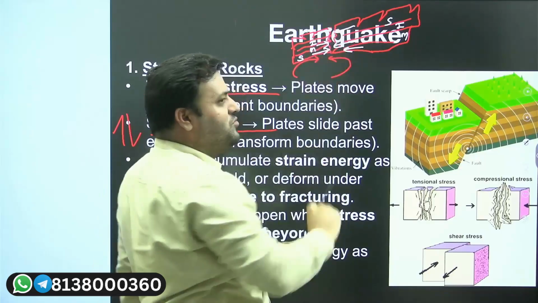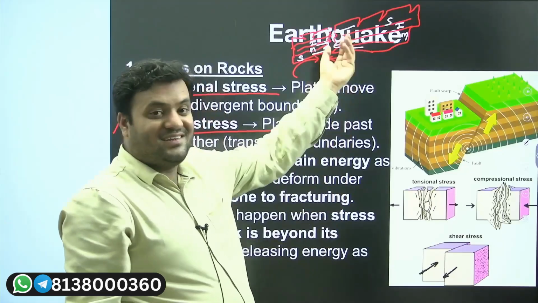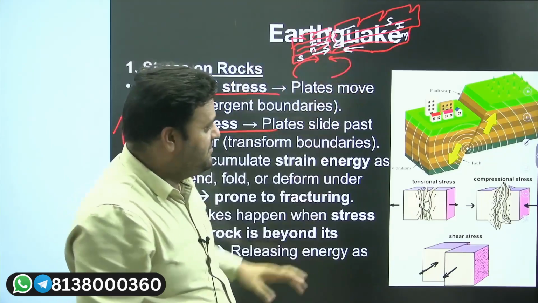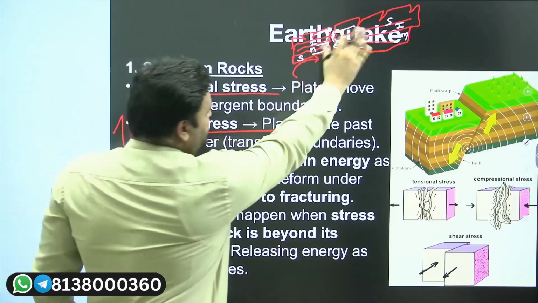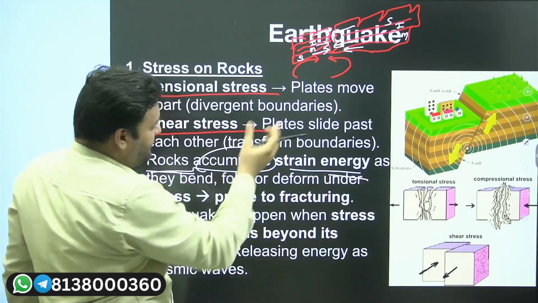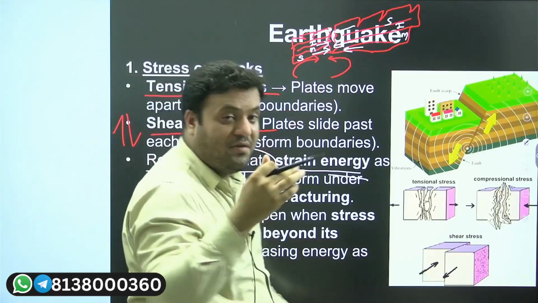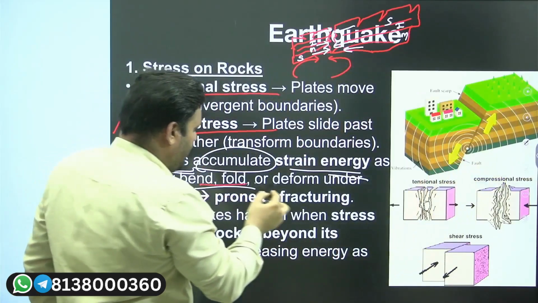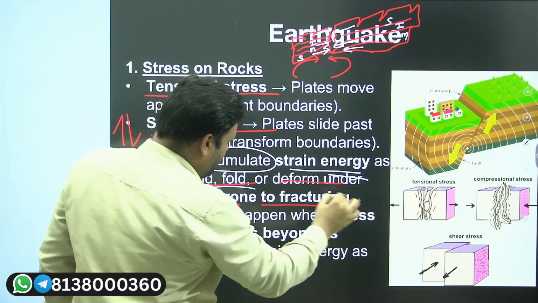These two plates are going to move towards each other. This is how the conveyor works. And when the stress is beyond the strength of rocks, energy will be released. So these rocks, as a result of this kind of action, accumulate strain energy. And when there is an accumulation of strain energy because of the mantle convectional current, there will be bending, there will be folding, there will be deforming of these rocks under this stress condition. And they are prone to fracturing.